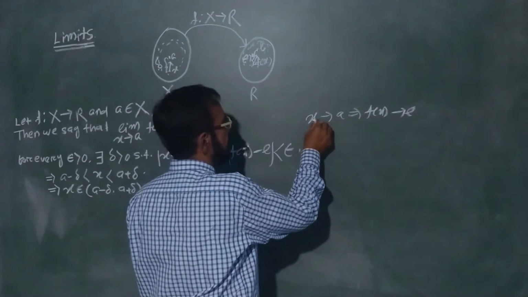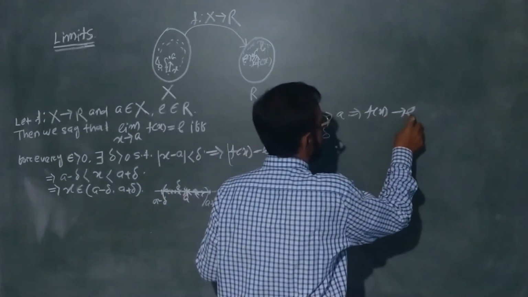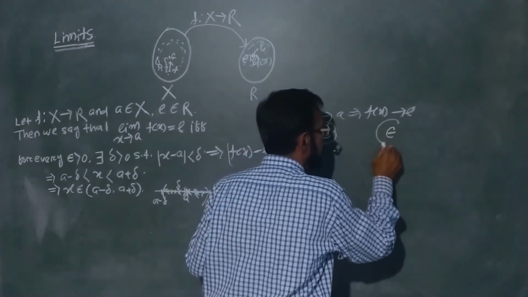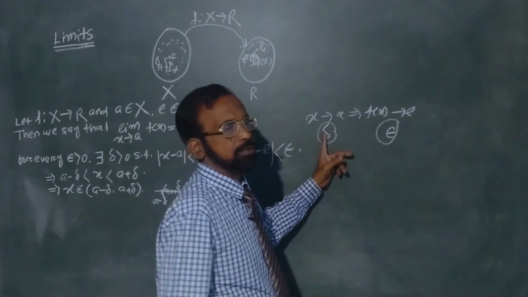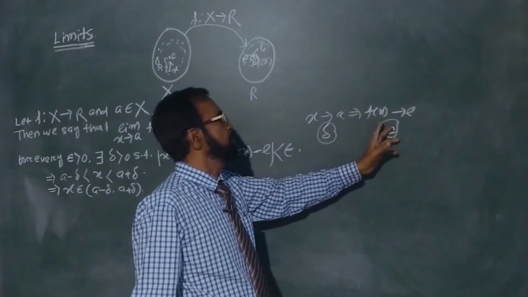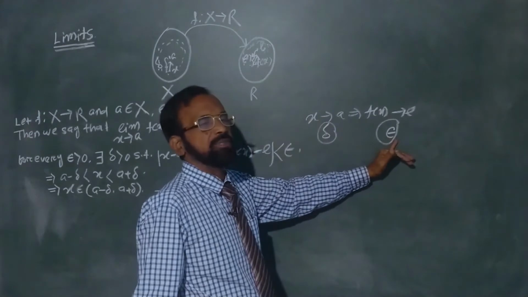The distance between x and a is less than delta. The distance between f(x) minus L is less than epsilon. This is a distance and this is a distance. This is greater than 0 and delta is also greater than 0. Now the delta depends on epsilon, but epsilon does not depend on delta. Delta always depends on epsilon.